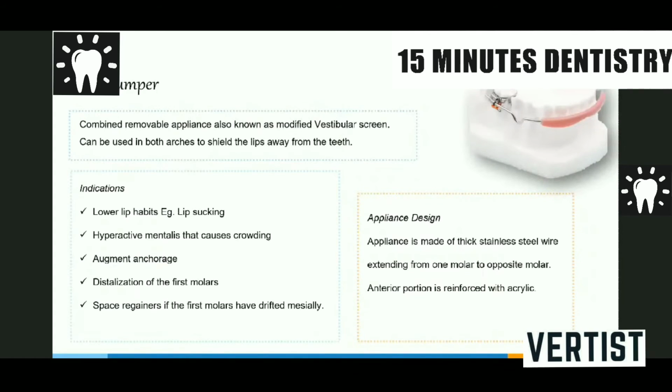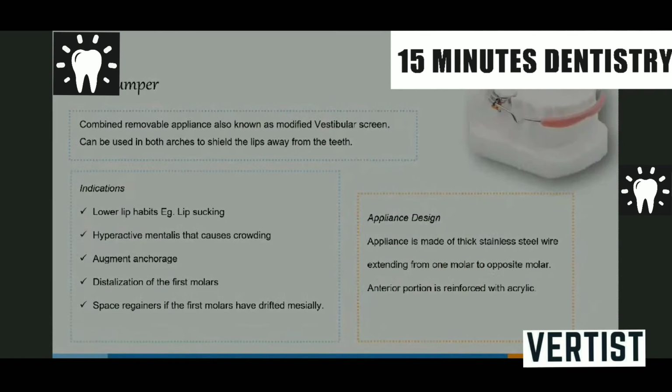These are also asked in your practicals. These are also kept as your spotters, so you should know all these appliances very well. The Catlan's appliance is also very frequently asked as a short note.